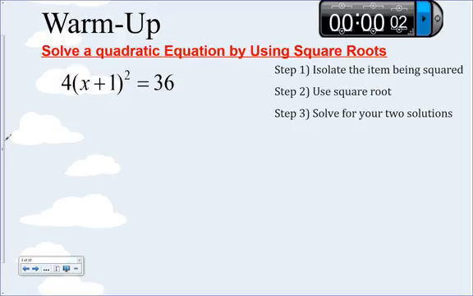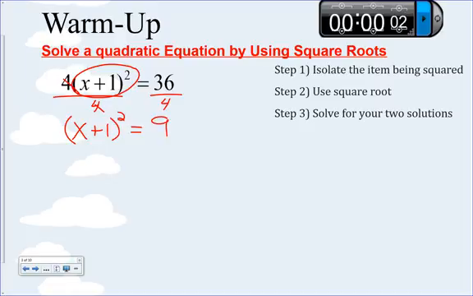Okay, hopefully we all got it done, or at least made a valid attempt at it. I'm going to go through it now, just in case anybody got stuck. We want to divide both sides by 4. The idea is we want to get whatever is squared by itself first. So I'm going to divide by 4. That gives me 1. I just have (x + 1)² = 9.